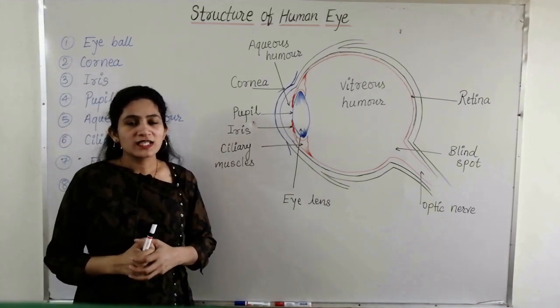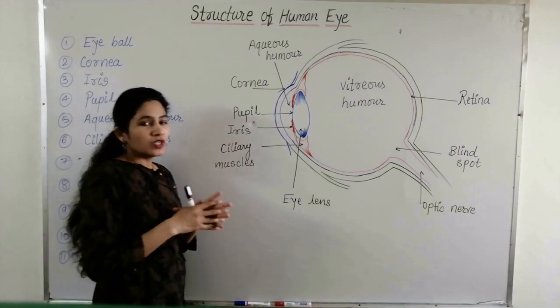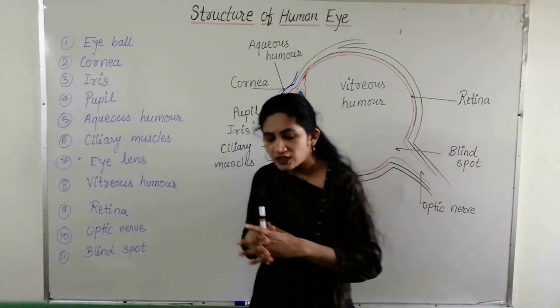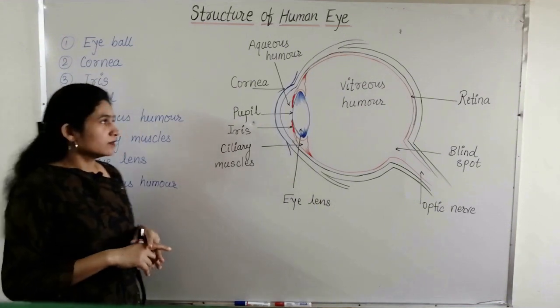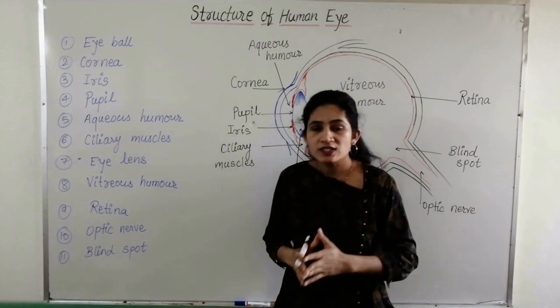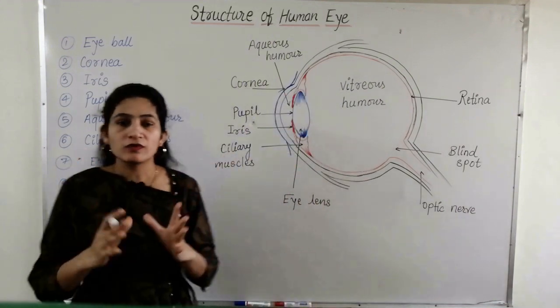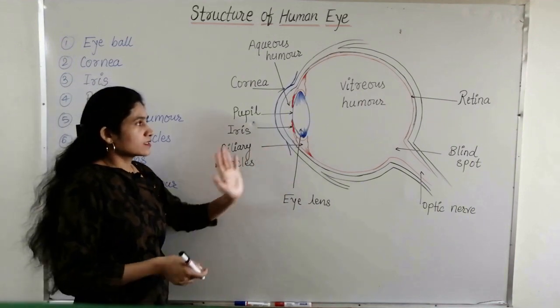Hello friends, in today's class we are going to discuss the structure of the human eye. In the previous class we discussed dispersion of light. This is the last part of this chapter, light. So let's begin. The human eye is a natural optical instrument which enables us to see the beautiful world around us. So we must know how it works.